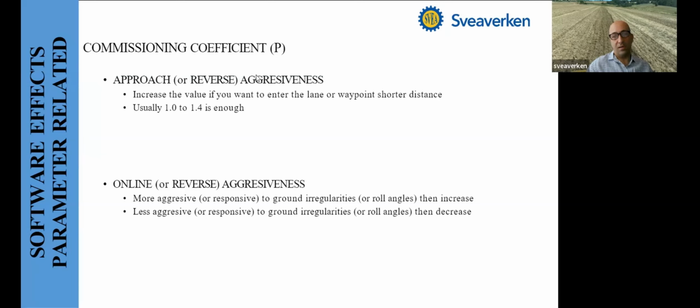Approach, as a summary, is the entry time. If you want a shorter time, we should increase. But depending on the different tasks, we should always take care or tend to change the online aggressiveness values in order to achieve the desired low offset values. I think it's clear.